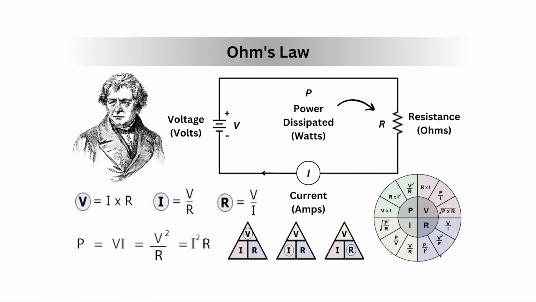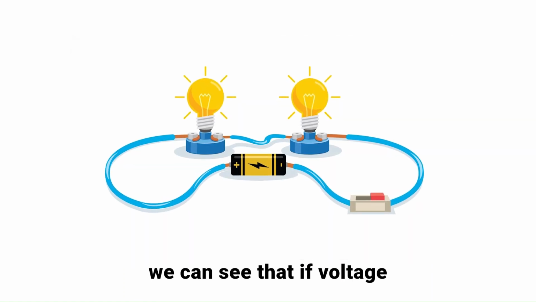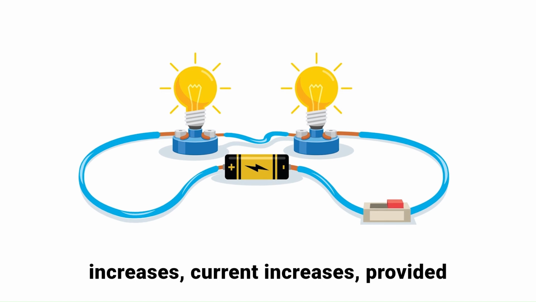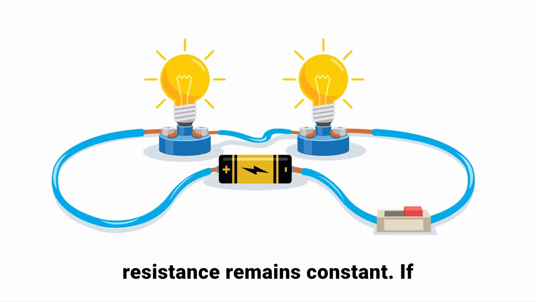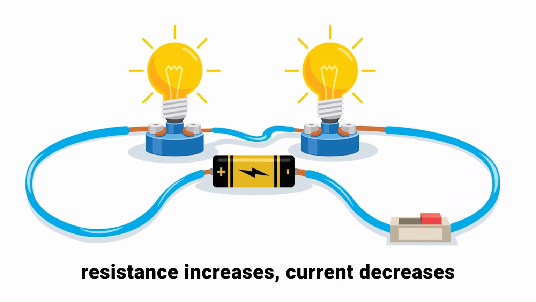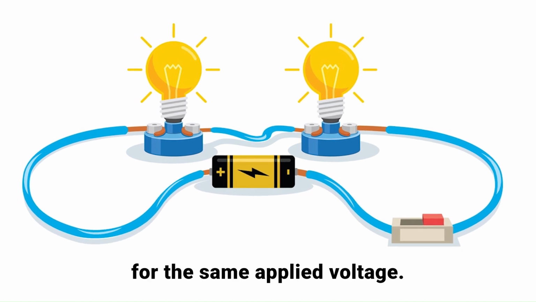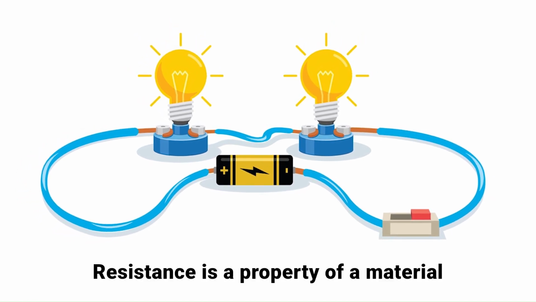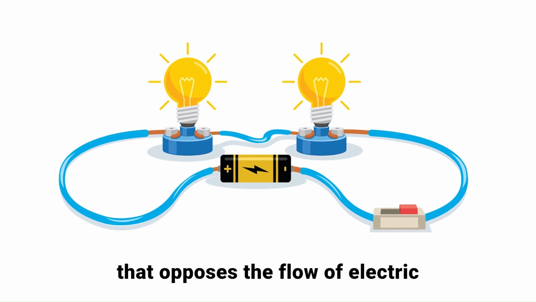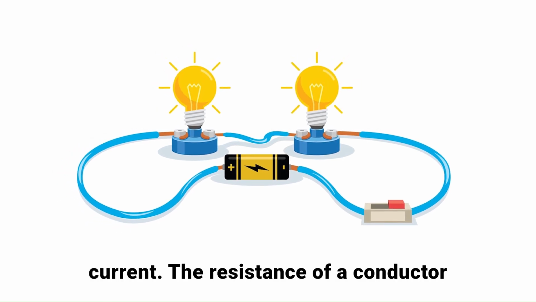From this equation, we can see that if voltage increases, current increases, provided resistance remains constant. If resistance increases, current decreases for the same applied voltage. Resistance is a property of a material that opposes the flow of electric current.